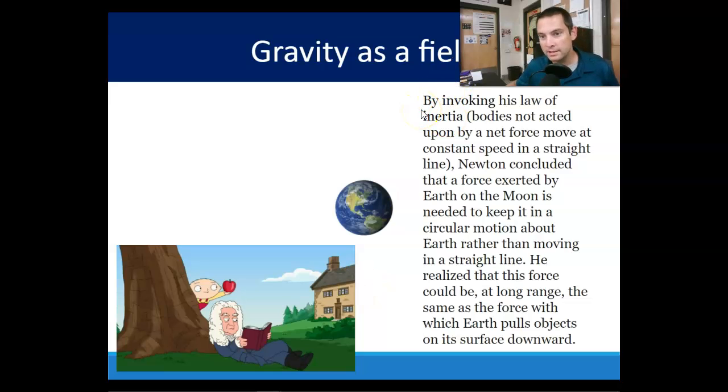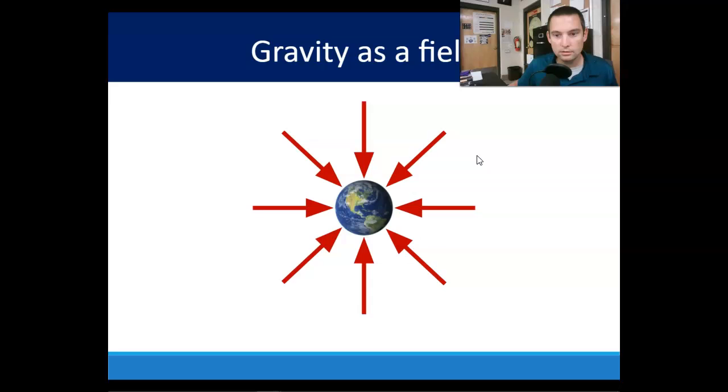Gravity as a field. By invoking his law of inertia, which says that bodies not acted on by net force move at a constant speed in a straight line, Newton concluded that a force exerted by Earth on the moon is needed to keep it in a circular motion about Earth, rather than moving in a straight line. He realized that this force could be, at long range, the same as the force with which Earth pulls objects on its own surface. So, gravity is a field. And if you are within this gravitational field, then you are falling towards the Earth. This is Newton's law of gravity.